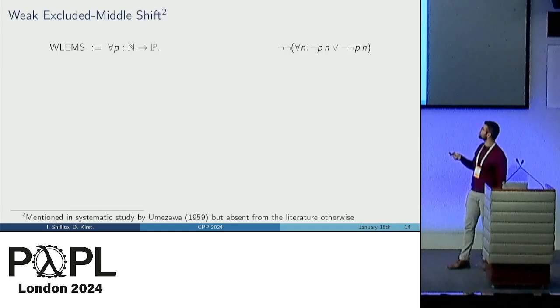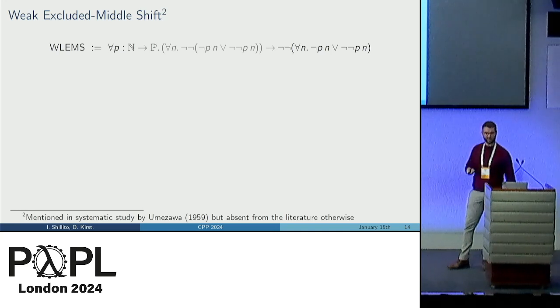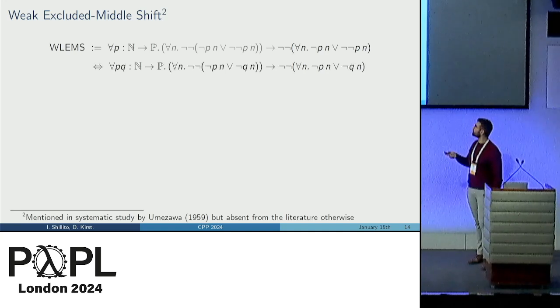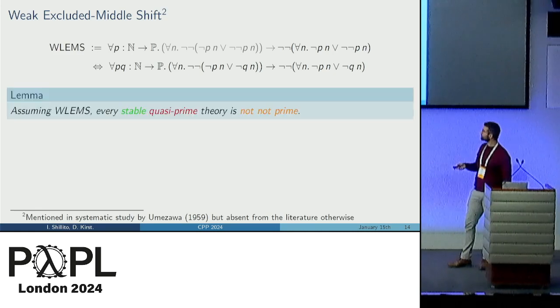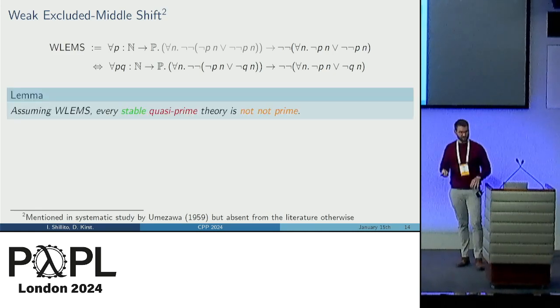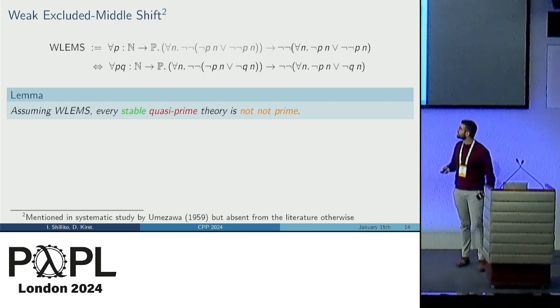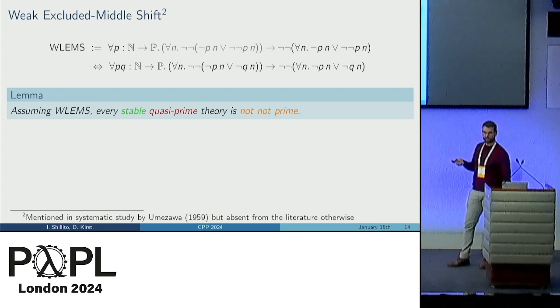Instead, let's first look at this principle a bit more closely. We call it weak law of excluded middle shift because it can be seen as shifting a double negation through a statement of weak excluded middle, or you can also formulate it more symmetrically if you want, then it looks a bit like a De Morgan principle. And what it can give us applied to this business of completeness is that it shows us almost what weak excluded middle did. So every stable quasi-prime theory, the thing we get out of the Lindenbaum extension, now is not prime. So we can't get rid of this double negation here.